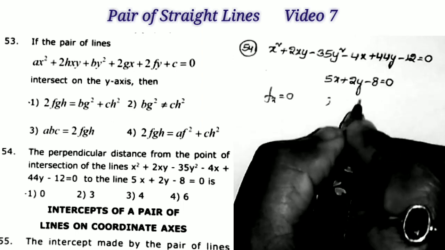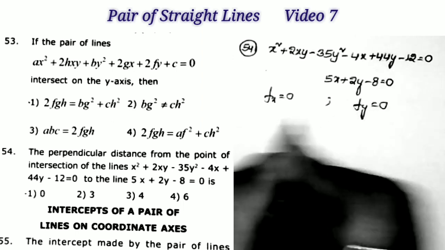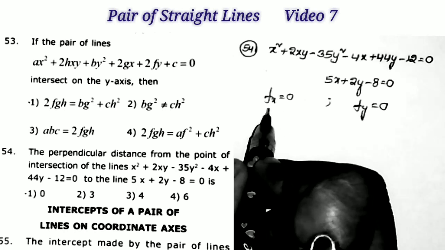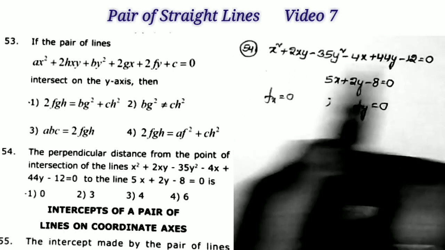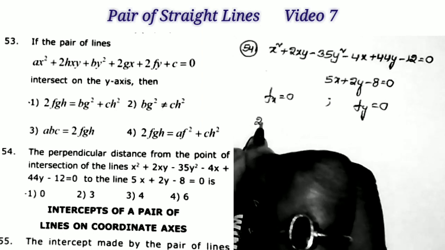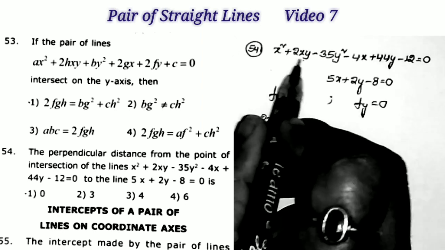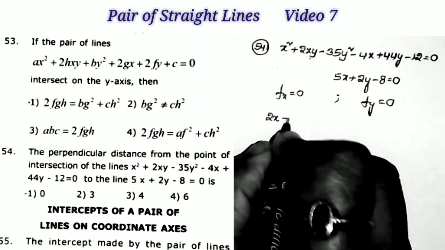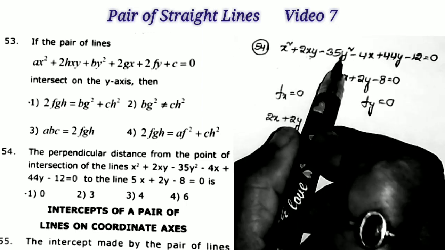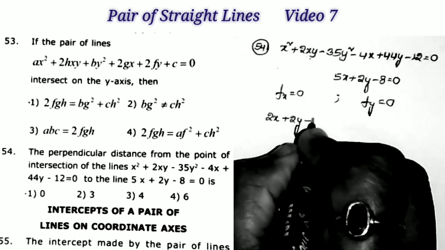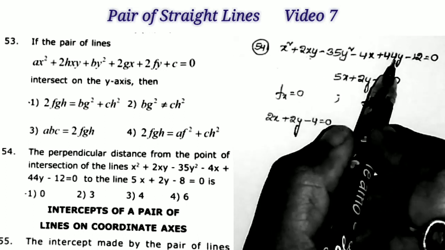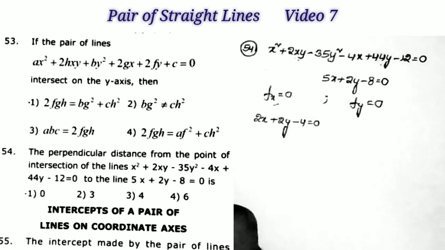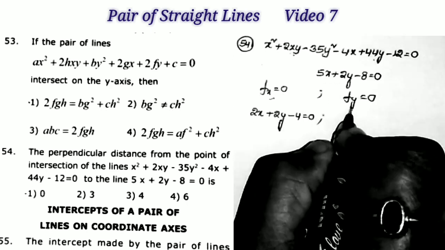Simply taking the equations fx is equal to 0, fy is equal to 0 and finding the point of intersection. What is fx is equal to 0? Differentiating this equation partially, that is x square derivative 2x, 2xy derivative only 2y, x derivative 1 here, y is the constant, that is plus 2y, y square constant derivative 0, minus 4x derivative minus 4 equal to 0. y is the constant. When we are taking the derivative with respect to x, then we consider y as the constant. Next, fy is equal to 0.